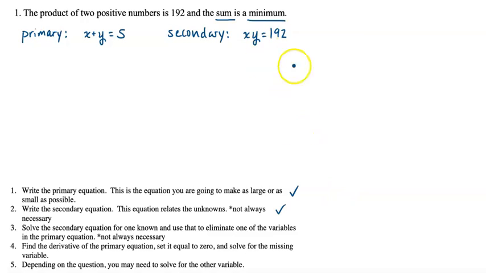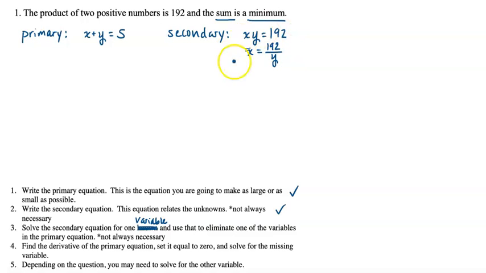Step 3, we're solving the secondary equation for one unknown and then using that to eliminate one of the variables in the primary equation. So we're solving this secondary equation. This should actually be one unknown. I'll fix that. We can also call that a variable. Okay, so we're solving the secondary equation for one of the variables. Now, it doesn't really matter which. I could call x 192 divided by y, or I could call y 192 divided by x. It truly doesn't matter. So let's just divide both sides by y to get that x is equal to 192 divided by y.